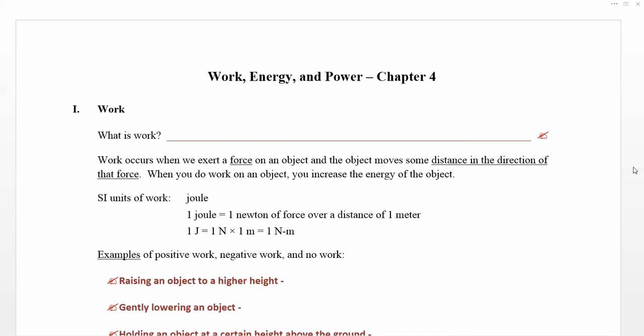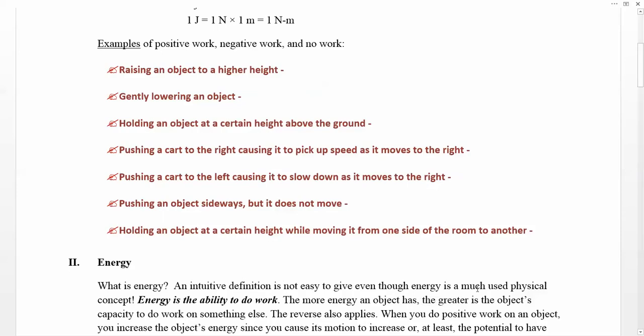What follows are examples of positive work, negative work, and no work. Let's go through and label each. And on your paper, just indicate if it's positive work, negative work, or no work. But I will go ahead and add brief explanations.